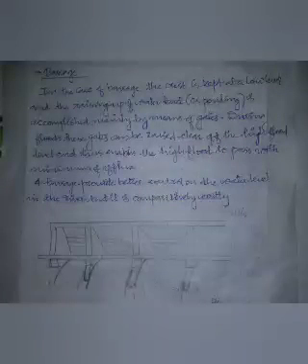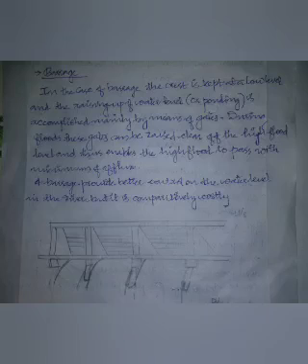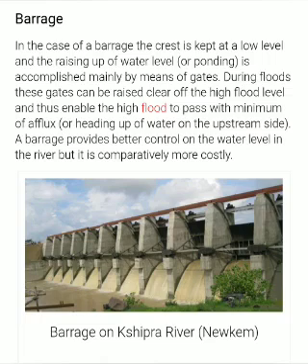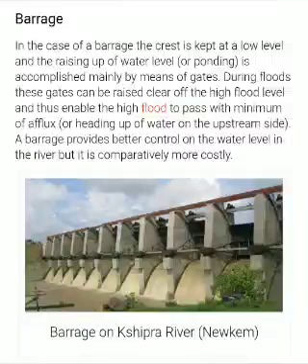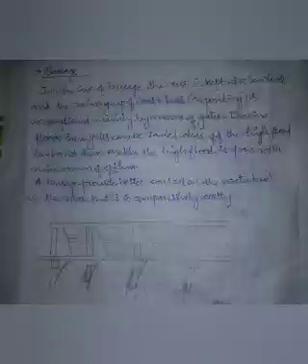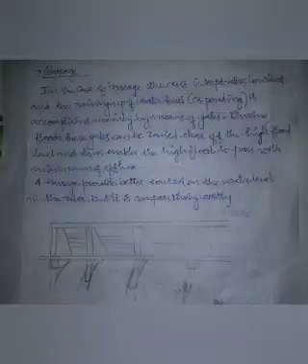Then barrages. In the case of barrage, the crest is kept at a low level and the raising up of water level or ponding is accomplished mainly by means of gates. During flood, these gates can be raised clear of the high flood level and thus enables the high flood to pass with a minimum of afflux. A barrage provides better control on the water level in the river, but it is comparatively costly. Figure shows a barrage, and when shutters are raised up, the water is flowing through the way. This is the upstream side and this is the downstream side.